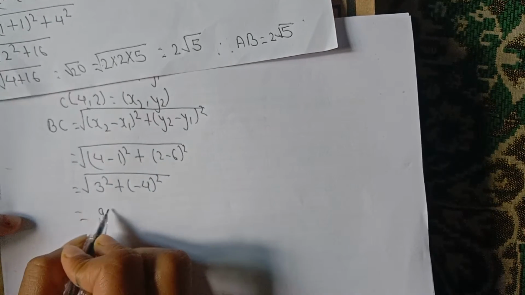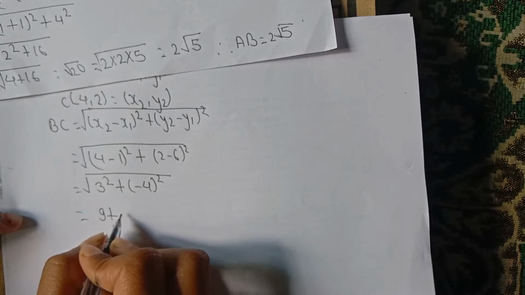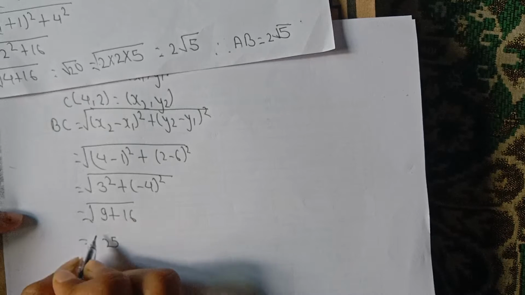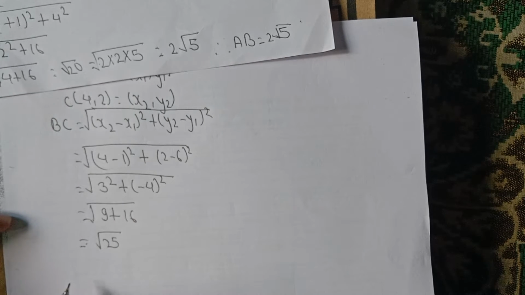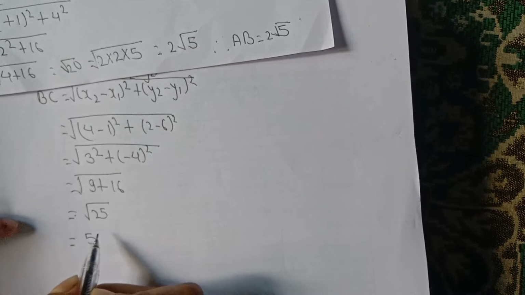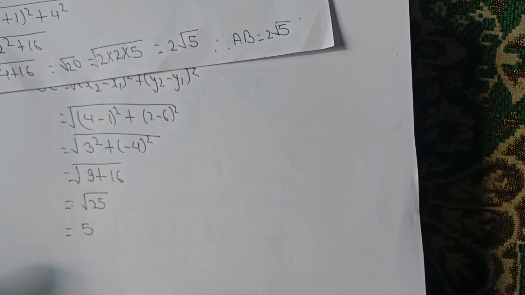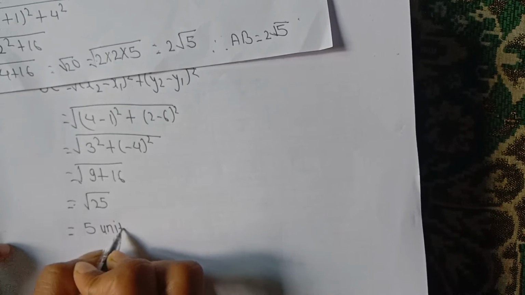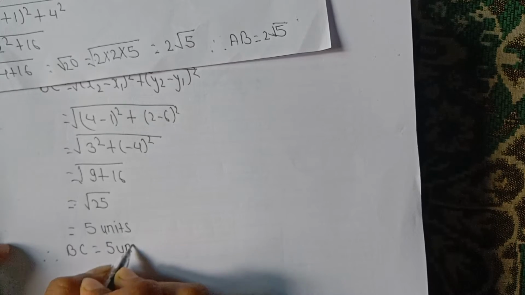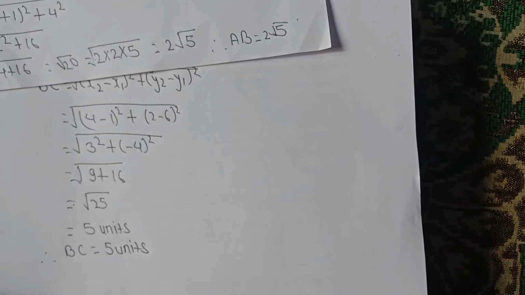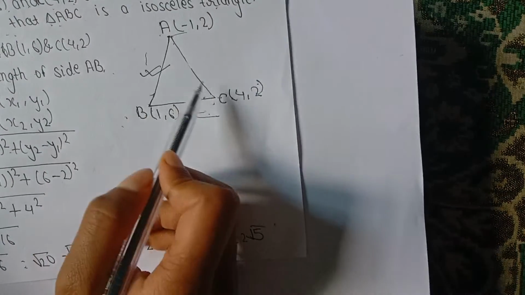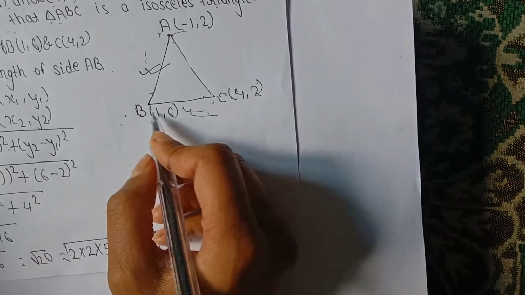3 square is 3 into 3, 9, and minus 4 squared became 16. So look at here, 9 plus 16 became 25, and obviously 25 is the square root of 5 into 5. After that, it is 5 units we have to write here. Therefore BC is equal to 5 units. Now it's the turn to find the length of AC. From A to C, we have already found AB and also BC.